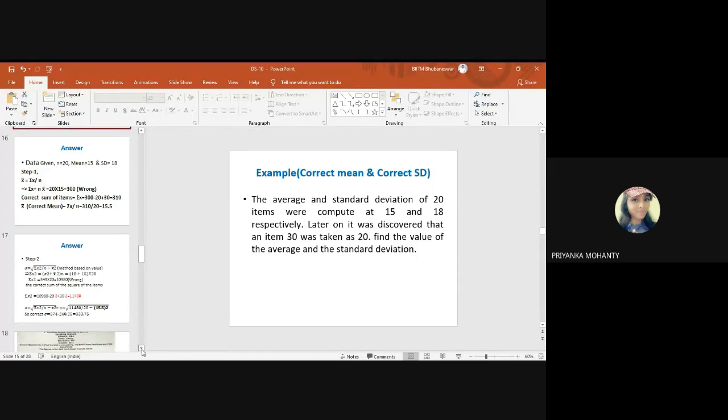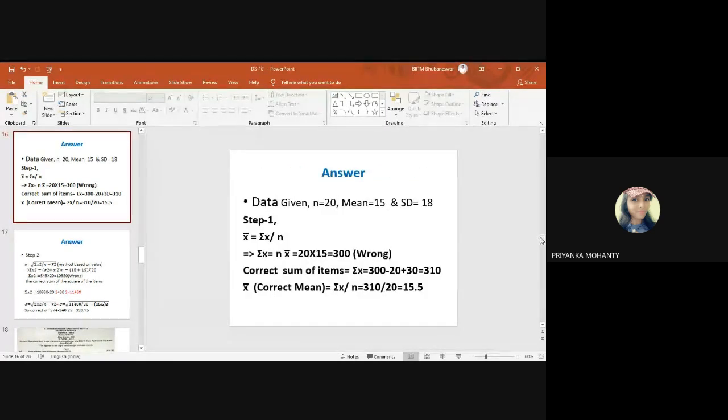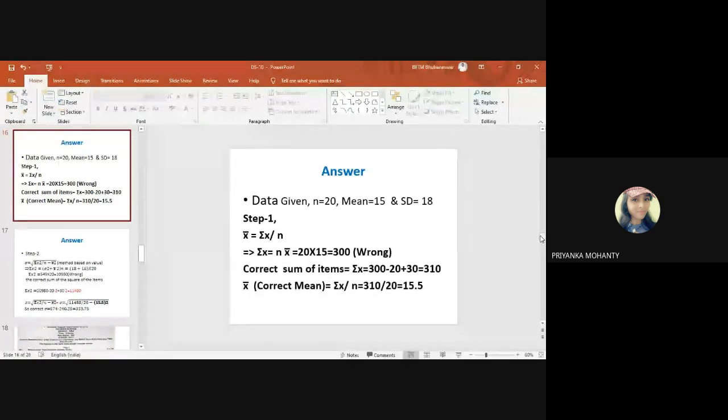So that particular PPT. Here the PPT. Here given n is equal to 20 and mean is equal to 15. Standard deviation is 18. You go to step number 1. x bar equals sum of x divided by n. So here sum of x is equal to 300. That is wrong. If we correct the sum, that is 300 minus 20 plus 30, that equals 310. For calculation of the correct mean, that is summation of x divided by n, 310 divided by 20, that is 15.5. Moving to the next one, calculating the correct standard deviation in step number 2.